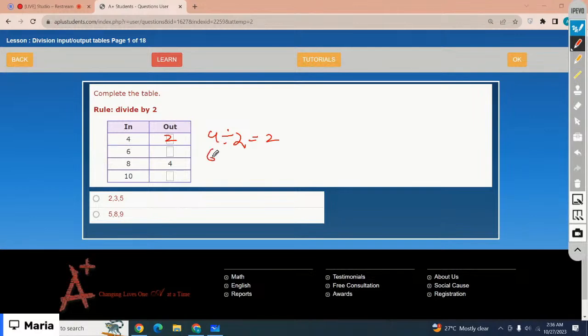Then here the input value is 6. 6 divided by 2. 2 times 3 is 6. Here you have 3. Then you have 10. 10 divided by 2 is 5. So here you have 5. So the missing values are 2, 3 and 5. Option number 1 is the correct option.